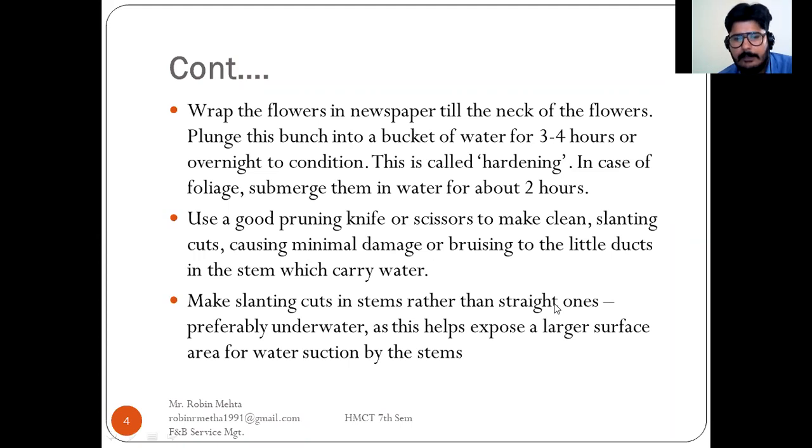How do they condition through water? By sucking that particular water into the stems. So when we give slant cuts, they get a larger surface for sucking the water. That's why we give slant cuts rather than straight cuts. Straight cuts have little surface for sucking the water. With slant cuts, the surface area gets bigger, and the water suction by the stems improves. Okay.